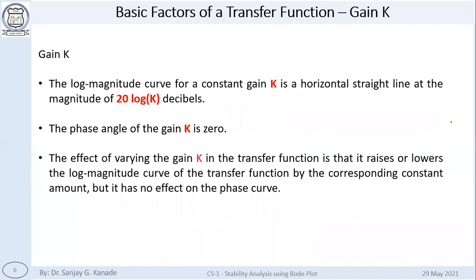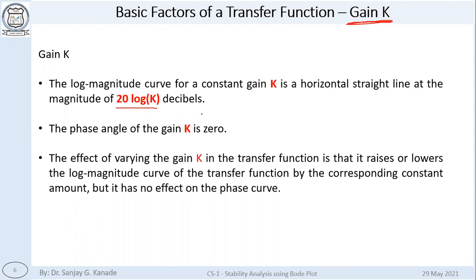Okay. So let's begin with the first factor, which is a gain K. What is gain? Basically it is a scalar. It is basically a number, right? It's going to be a constant number. So the magnitude of the gain factor is going to be what? 20 log K on the decibel scale, right?